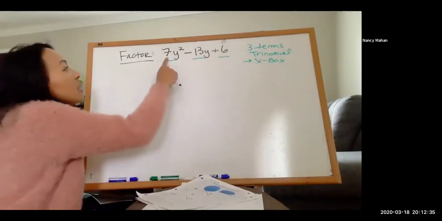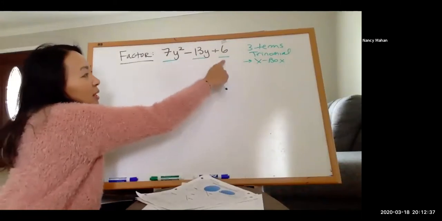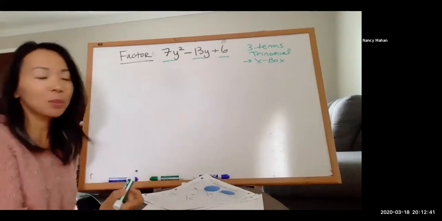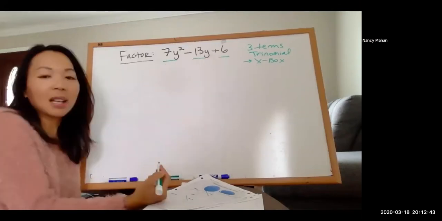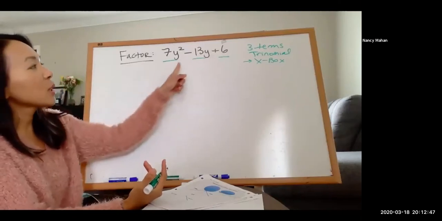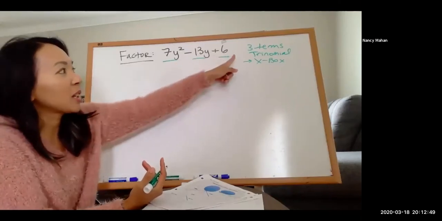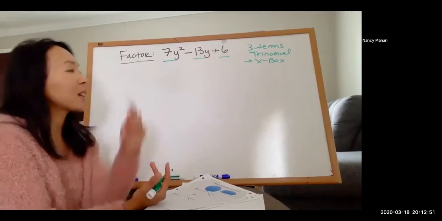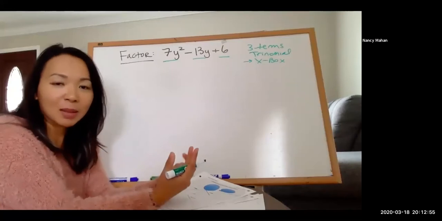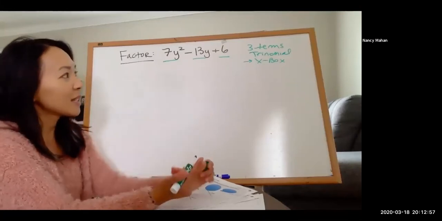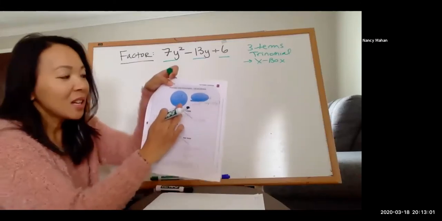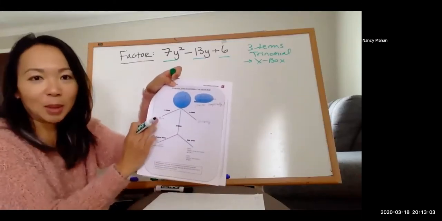So here, 7y squared, 13, and 6, I ask myself, is there anything that's divisible by 7, 13, and 6? And the answer is no, nothing's divisible by that. There's y squared, y, and there's no y here, so there's no greatest common factor. These three terms don't have anything in common that can be divided out, so we leave it as that. I'm done finding the GCF, which there's none. So now I'm going to go down to doing the Xbox method.